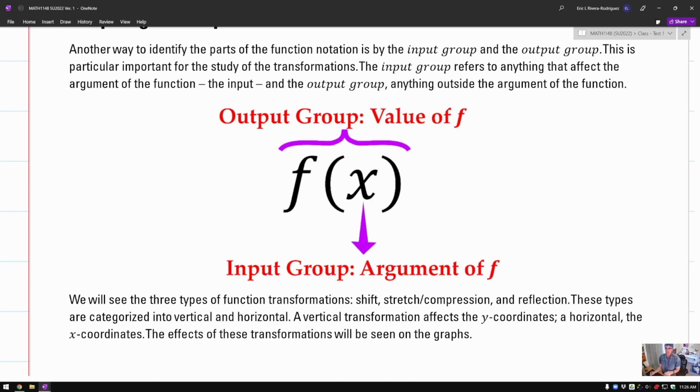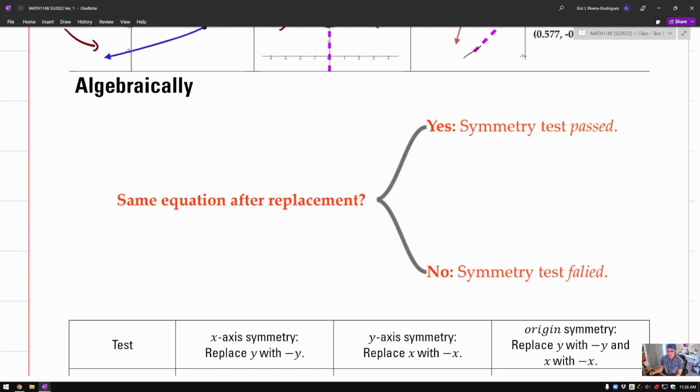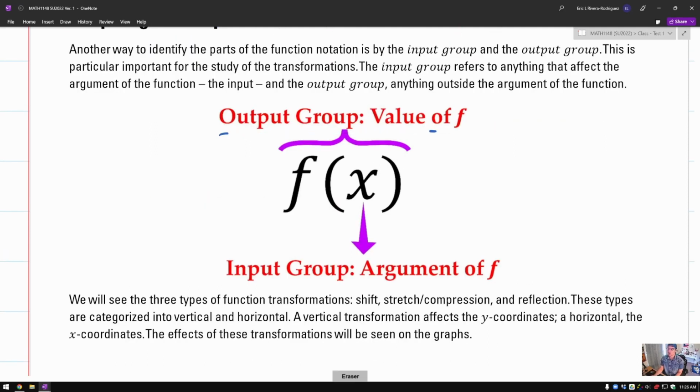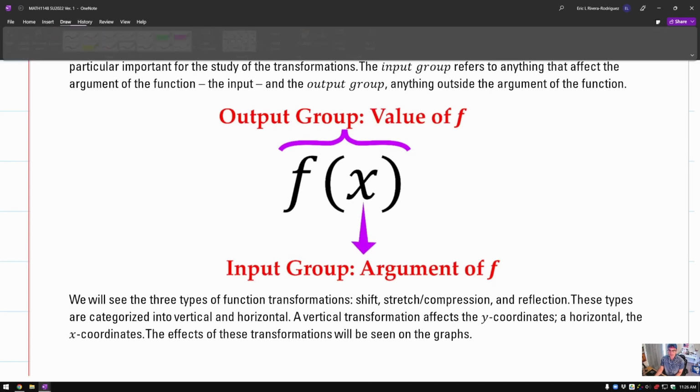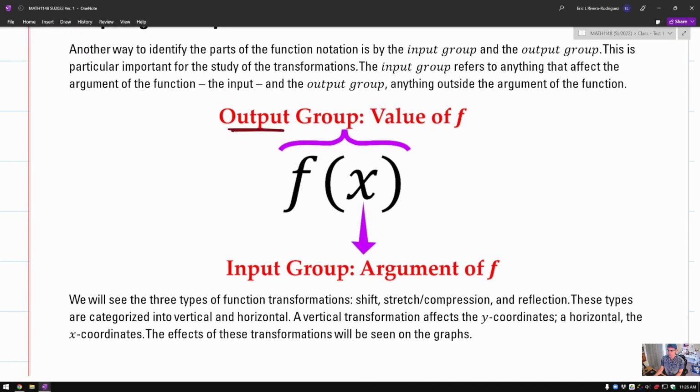Because we have two categories, the first thing that we need to know is to identify what is the output group of the function and what is the input group of the function. This is sometimes not so clear. Depending on the exercise, it will take a little bit of practice to be confident on identifying the input group from the output group.